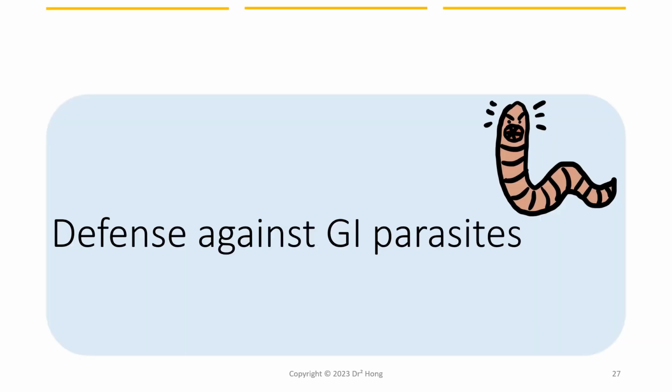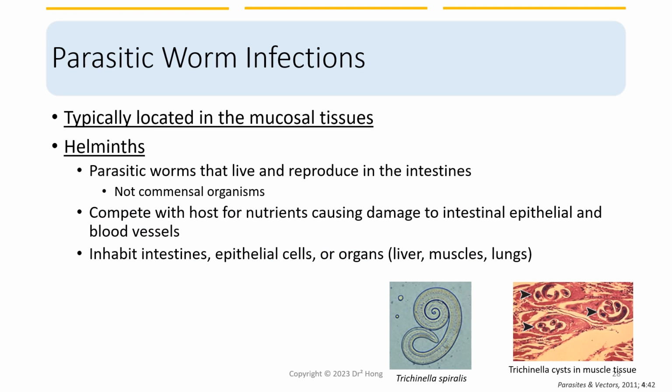Well, the answer to the riddle is parasites. Parasitic infections are not a significant problem in industrialized countries. However, for those of us who have cats and dogs at home, we do have to deal with it or prevent worm infection from time to time. Parasitic worm infections are typically located in the mucosal tissues.